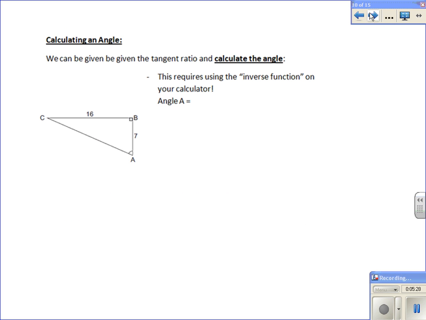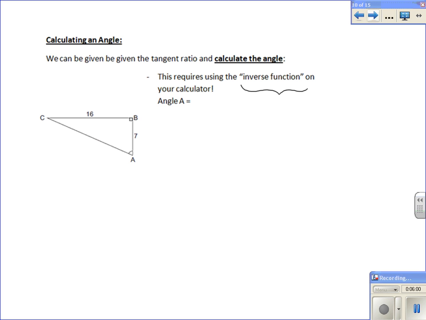What if we are given the tangent ratio, or we're given the lengths of the opposite and adjacent side, but we don't know the angle and we want to calculate the angle? Okay, if we want to calculate an angle, we use what is called the inverse tangent, or the inverse function on your calculator. Okay, so some people have a button on their calculator that looks like this.